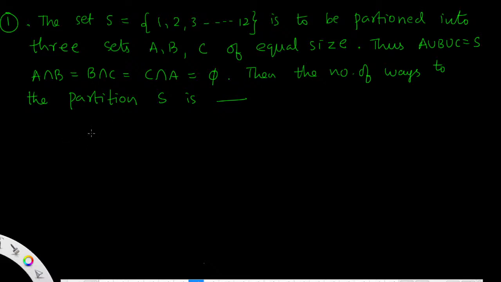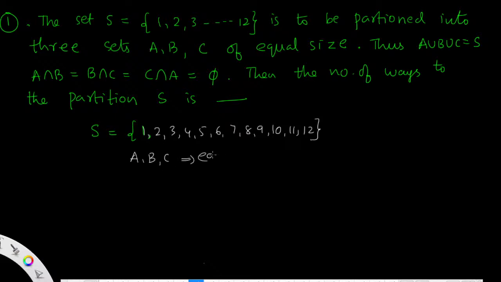Therefore, the required arrangement: the total things are S, with the values 1, 2, 3, 4, 5, 6, 7, 8, 9, 10, 11, 12. There are 12 things in total, and A, B, C are equal sizes. The condition is that A intersection B and B intersection C are obviously the null set.